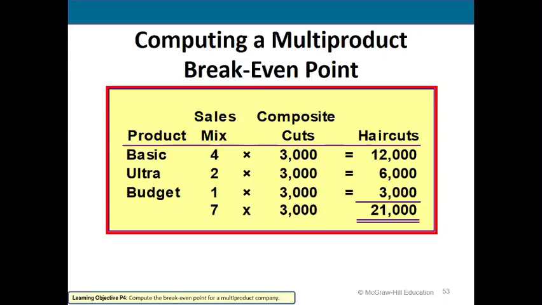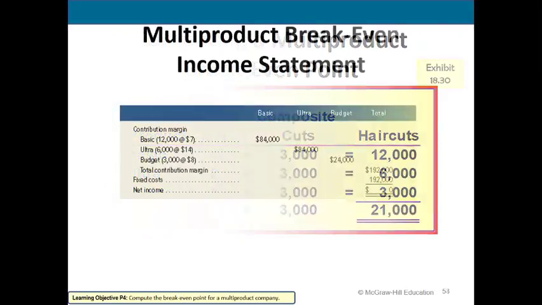So you take your composite units and multiply by the sales mix of 4 for the Basic cut. That gives you 12,000 haircuts. Ultra is 2 times the 3,000 composite units equals 6,000, and Budget is 1 times 3,000, which is 3,000. So bottom line, your mix of haircuts at those levels of sales mix is your break-even point.